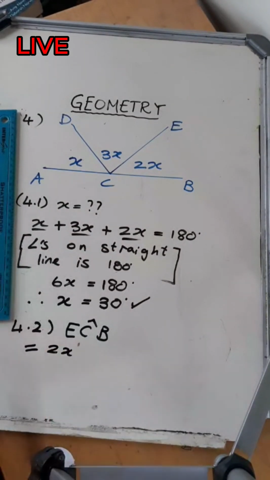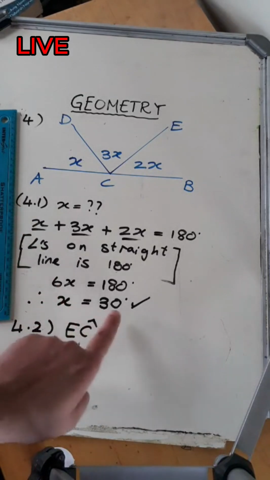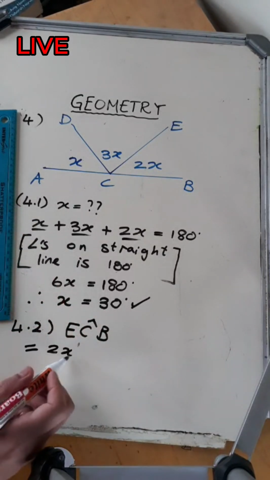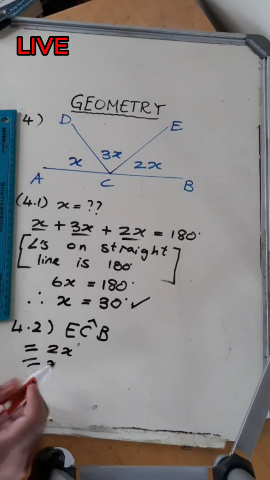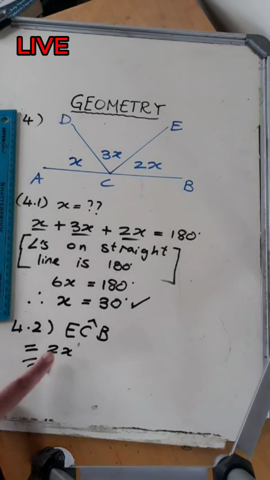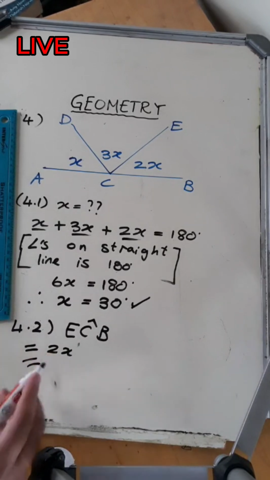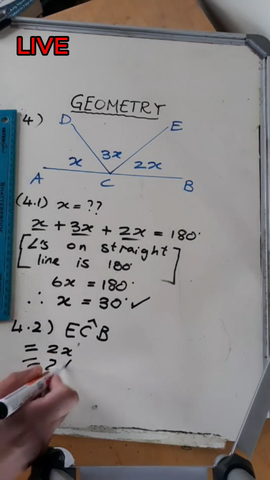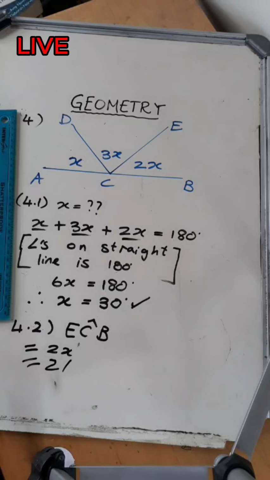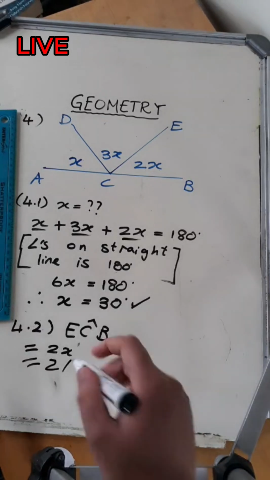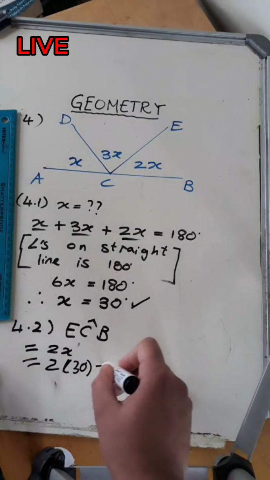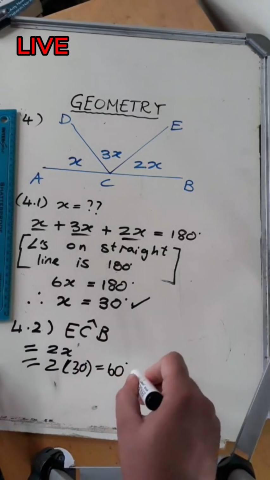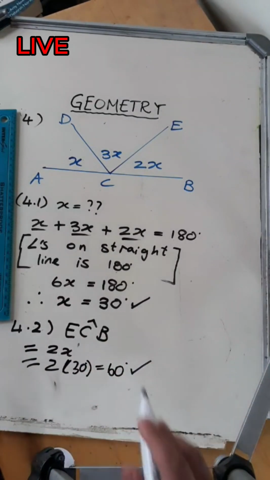But what is the value of x according to 4.1? It is equal to 30. So that means instead of 2x, I'm going to have 2 multiplied by 30 degrees, which is equal to 60 degrees. And that is your final answer.